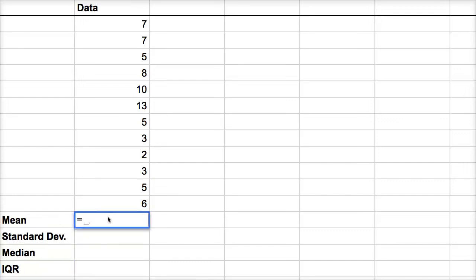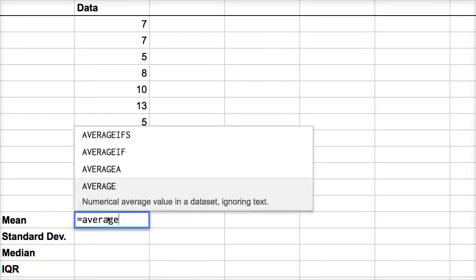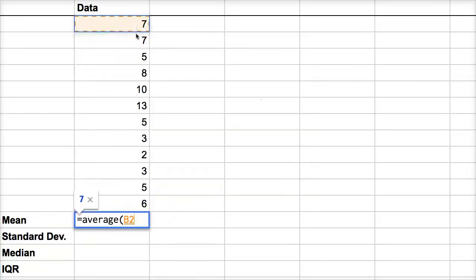So the mean, the function on most spreadsheets is the average function. And then I could use my mouse and select all of these, or I could press shift with my arrow button and select all of those. Okay, that's the mean of that data.